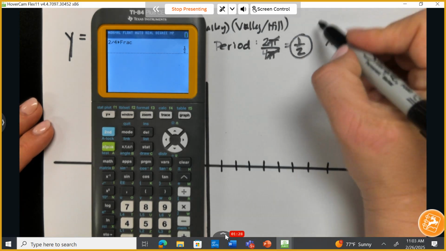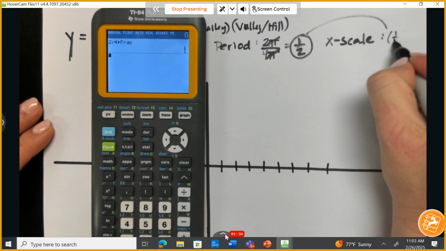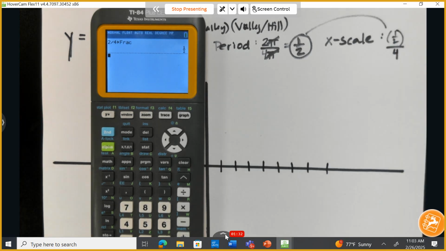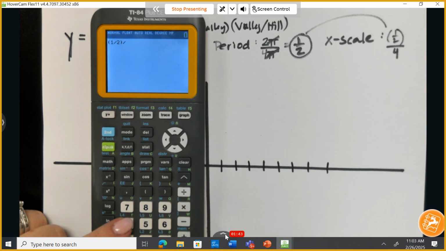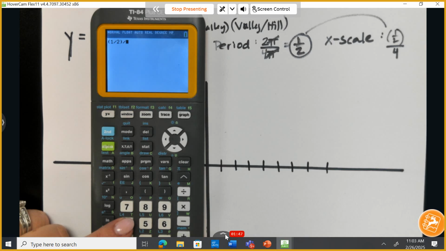You're going to divide by 4. You're going to take whatever this is, and we're always going to divide by 4. Why is that? Because there's 4 steps to every one of our primary trig functions. So I'm going to put 1/4 in parentheses, and I'm going to divide it by 4. If you don't put it in parentheses, you're going to get it wrong. So 1/4 divided by 4.